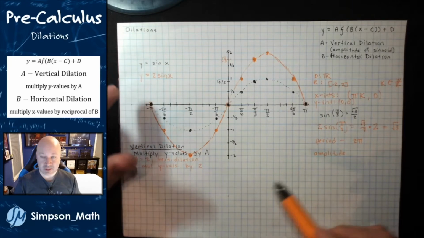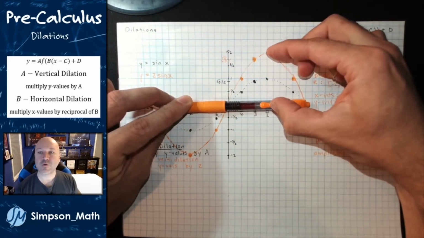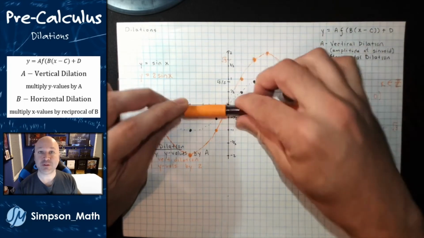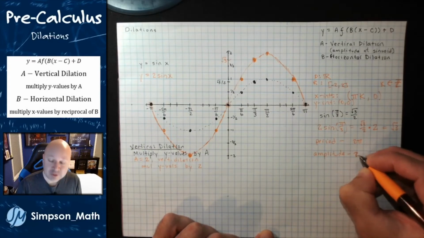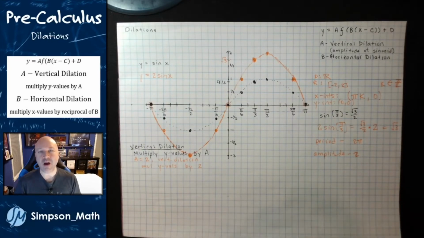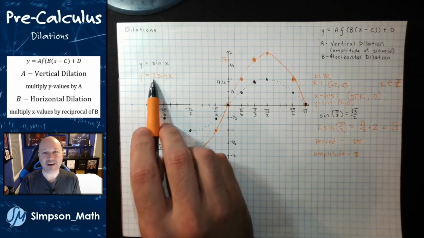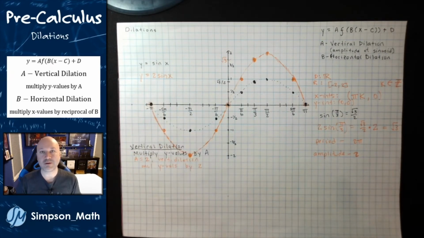Remember, the amplitude is from a 0 position, that maximum distance. So instead of going up just 1, I'm now going up 2. So my amplitude here is 2. And the amplitude will be easy to identify. Sine and cosine are the only 2 trig functions with an amplitude. If you have an a value, that a value will be the amplitude. Straightforward.